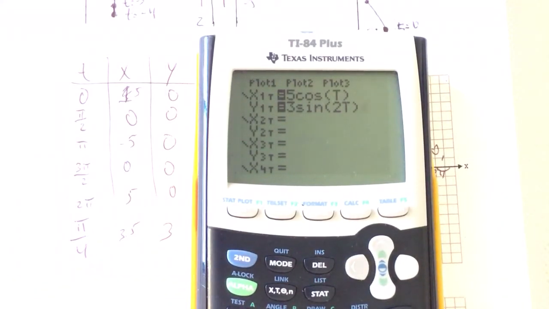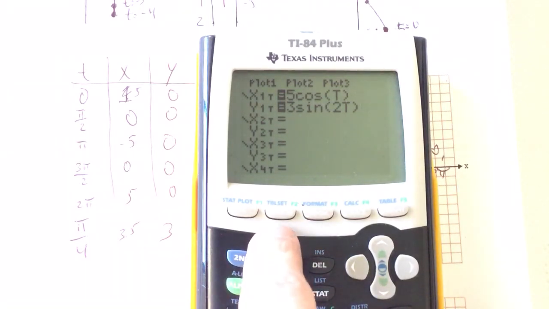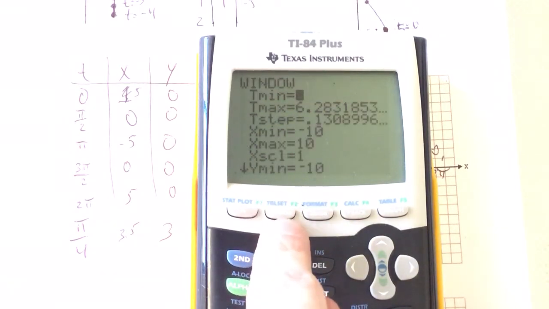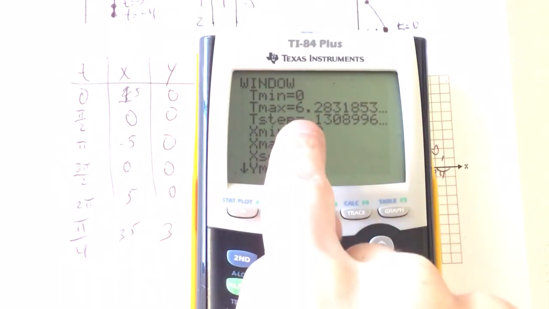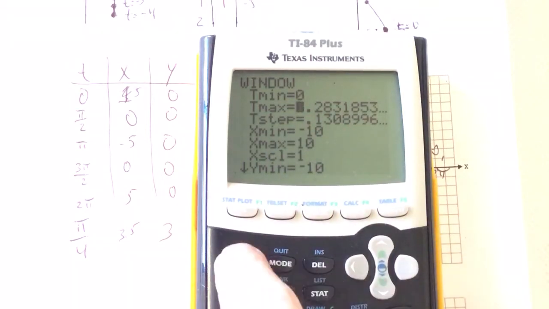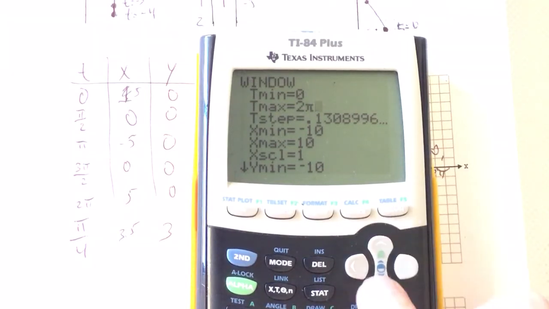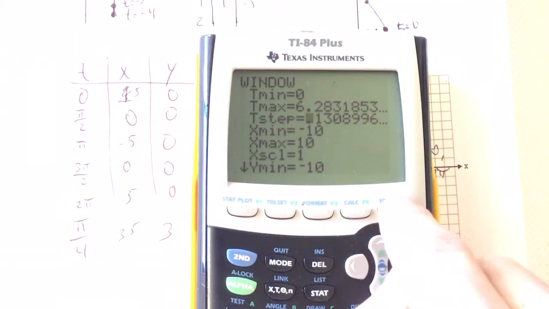There's polar mode, which is really cool. Polar mode was what got me into math. All right, window. My window, 0 to 2 pi. My t-step is good. I'm going to graph.